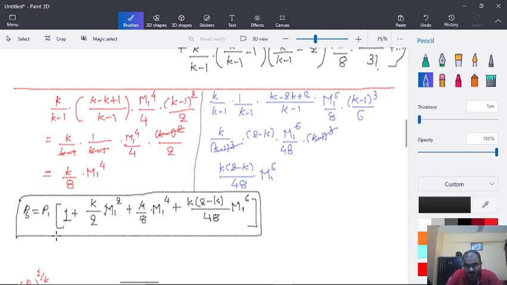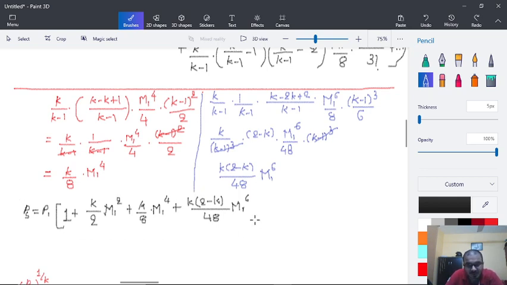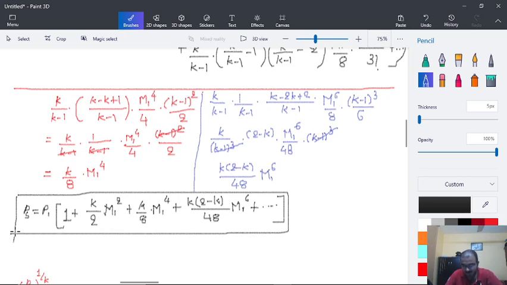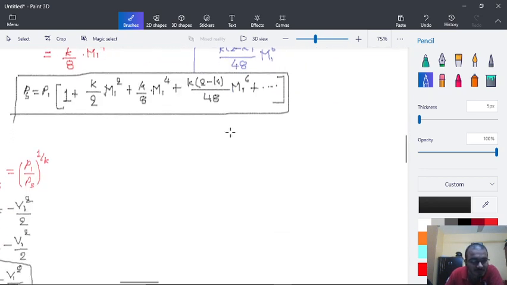So actually here we will have continued 4th, 5th terms like that, but we are not discussing those right now. So that is the final term that we are having for our ratio. So we will further simplify this over here.